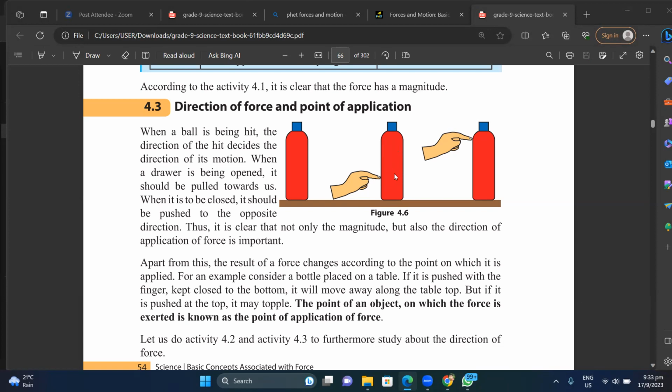So if you push from here and push from here, there will be two results. Right. If you keep pushing from the bottom, it's moving. But if you keep pressing from the top, it may topple.